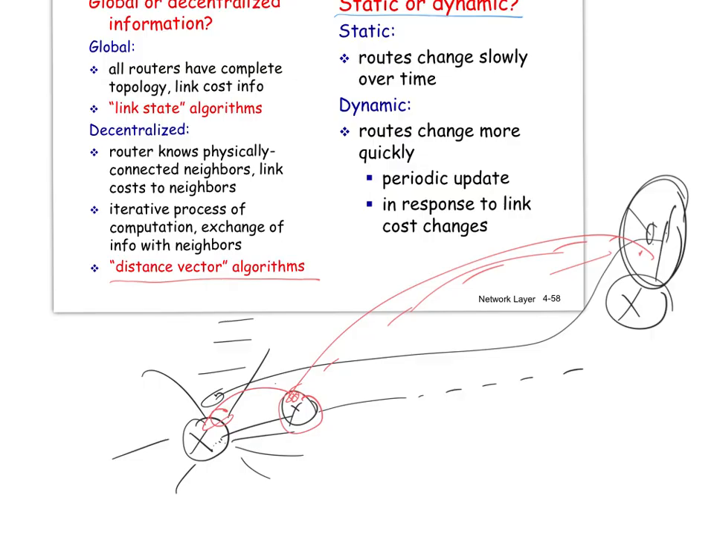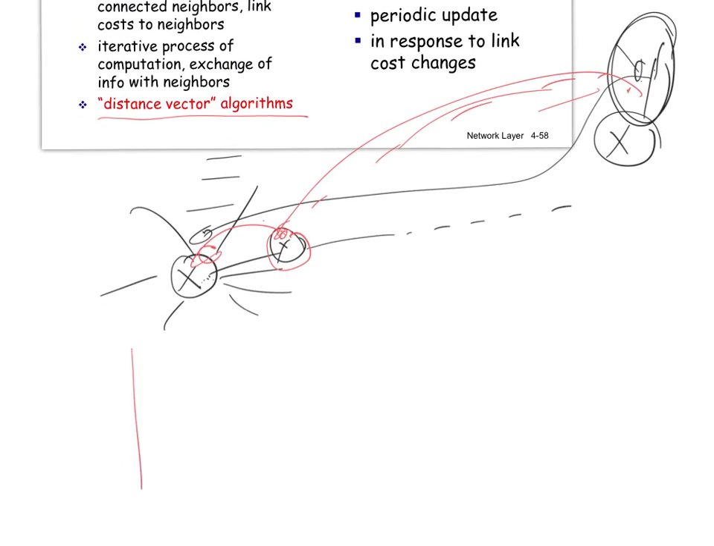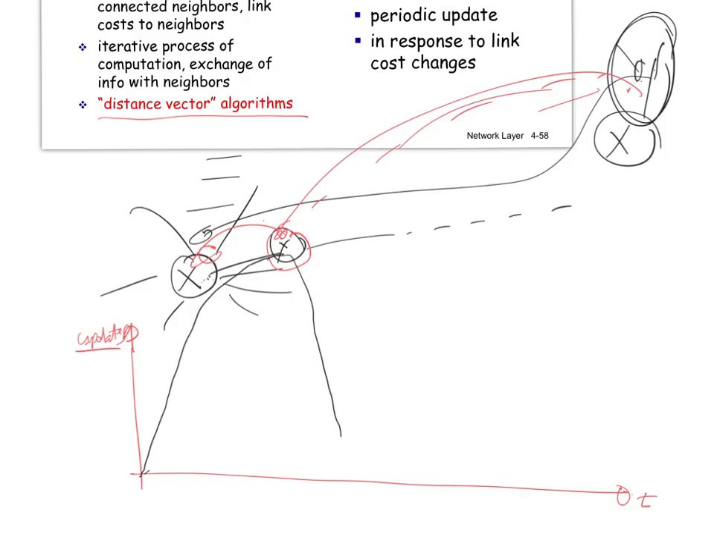Okay, now if we were to represent the updates, the routing information updates between these routers versus time. For link state, you can imagine that at the beginning you will have to flood the entire network with a huge amount of messages, and then it goes way, way down, and then it becomes very few.